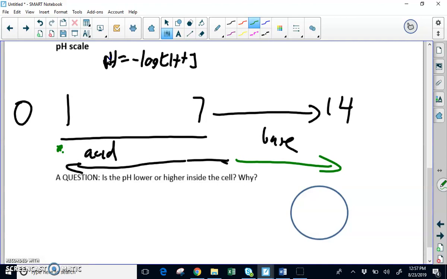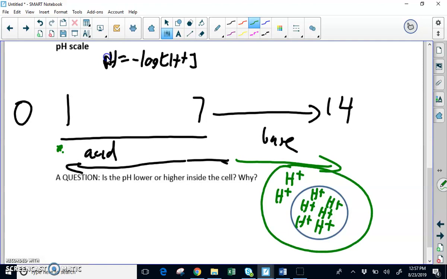The next thing, this question on the bottom, is the most important thing to understand. So let's say outside the cell looks like this, and inside the cell looks like this. And let's say there's a surrounding barrier or some sort of circular cup, and the blue thing is the cell. So the question is, is the pH lower or higher inside of the cell, and why?